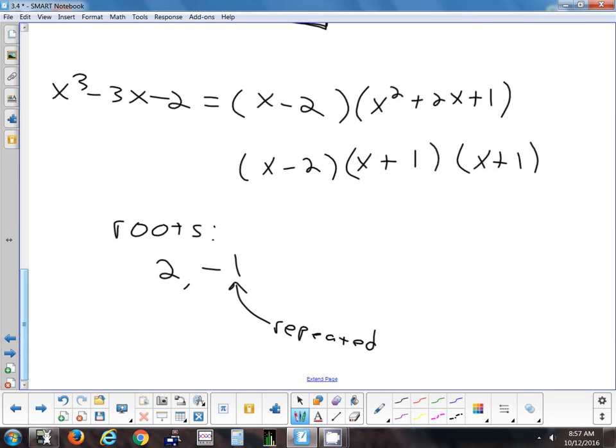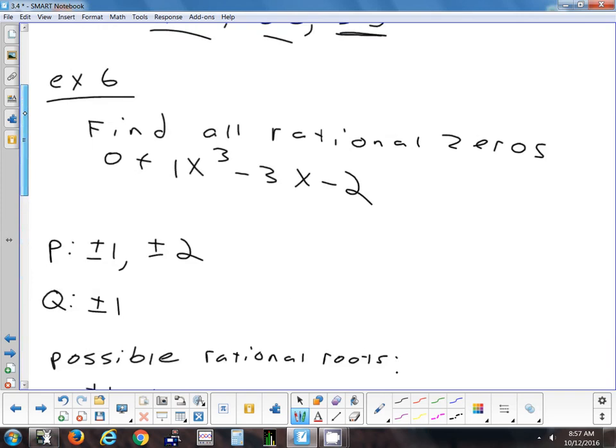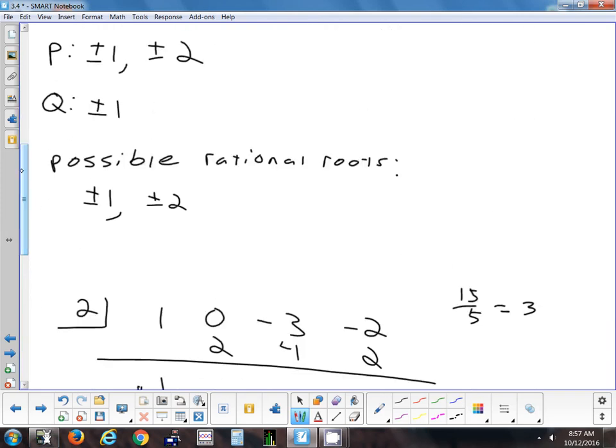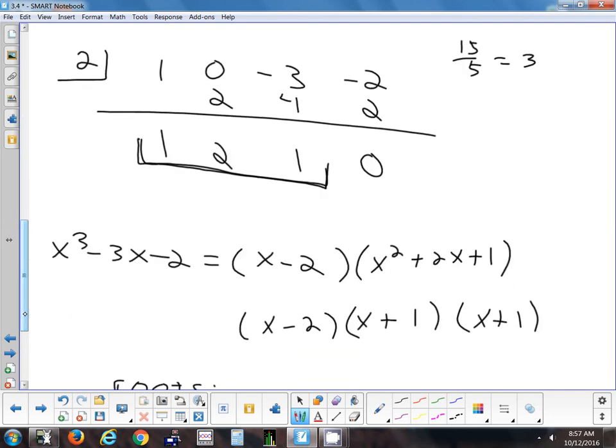Okay, so any question on how we generated a list of possibilities? You can use the calculator to kind of narrow down which one we want to divide by. And then from there, we were able to factor.